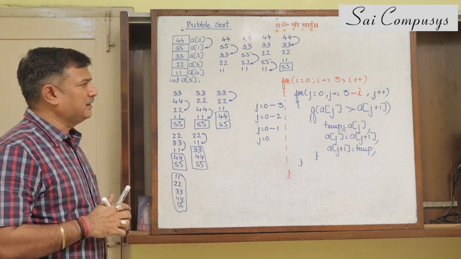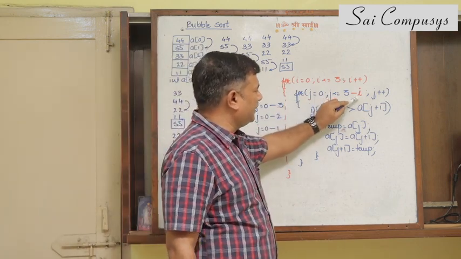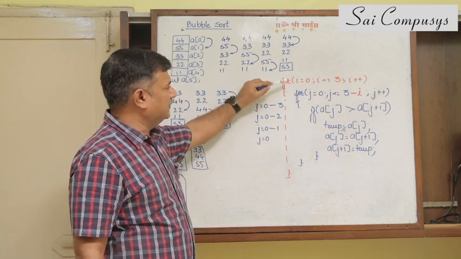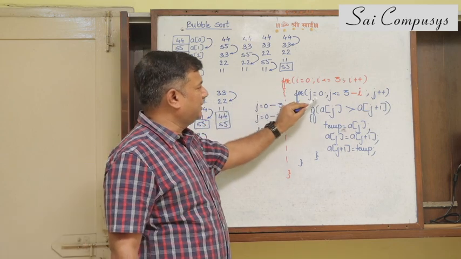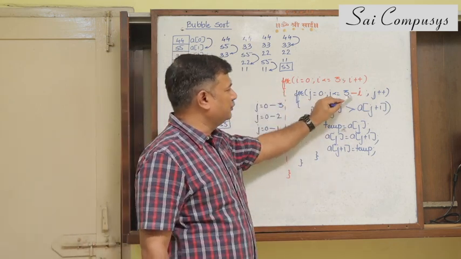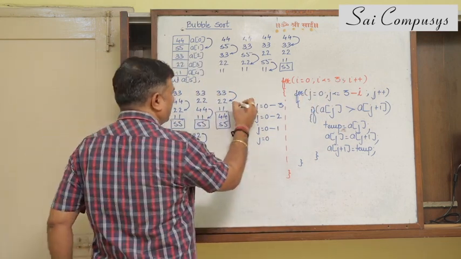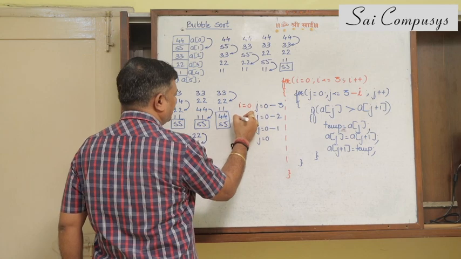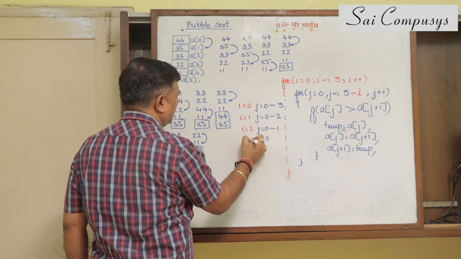Let's see it from the starting again. I is 0. This loop will vary from 0 to 3. Next time I is 1. This loop will vary from 0 to 2. I is 2. This loop will vary from 0 to 1. Finally, when I is 3, this loop will vary from 0 to 0. So this is already written in front of you. I'll just put an I in front of you. I is 0. What happens when I is 1? What happens when I is 2? What happens when I is 3?